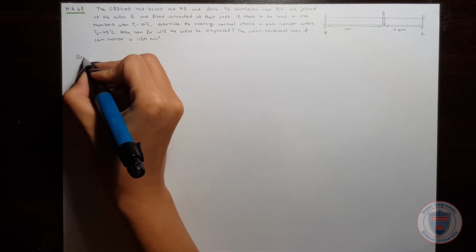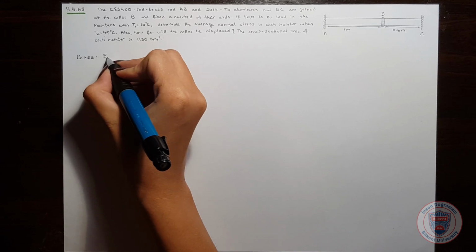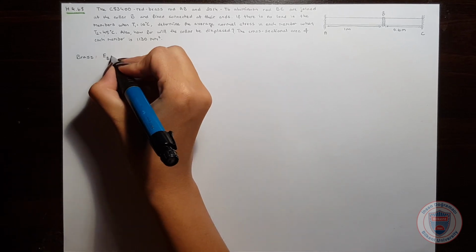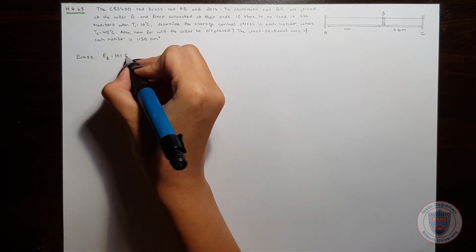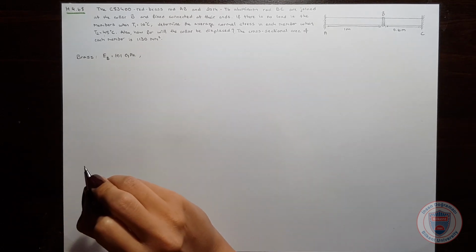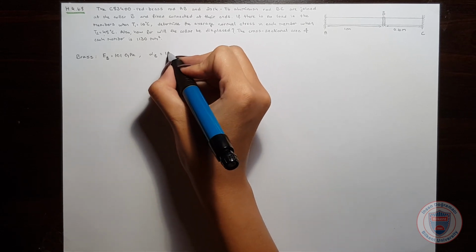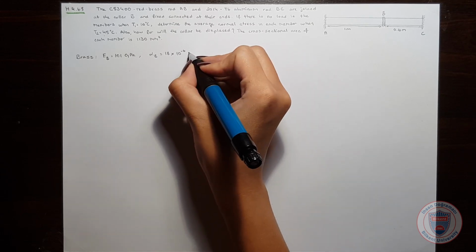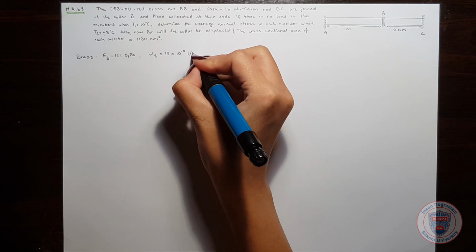For brass, we have Young's modulus. I will write E_B so that we can differentiate. It is equal to 101 GPa. And the coefficient of thermal expansion is 18 times 10 to the power of minus 6, 1 over centigrade degrees.